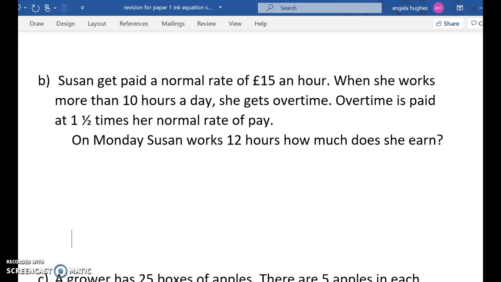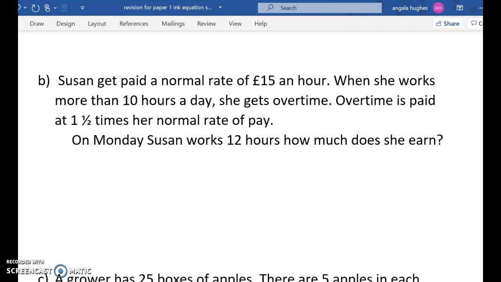I'm going to need more room. Okay, so Susan gets paid a normal rate of £15 an hour. So every hour she works, she gets £15. When she works more than 10 hours, she gets overtime. Overtime is paid at 1.5 times her normal rate of pay. On Monday, she works 12 hours. How much does she earn?